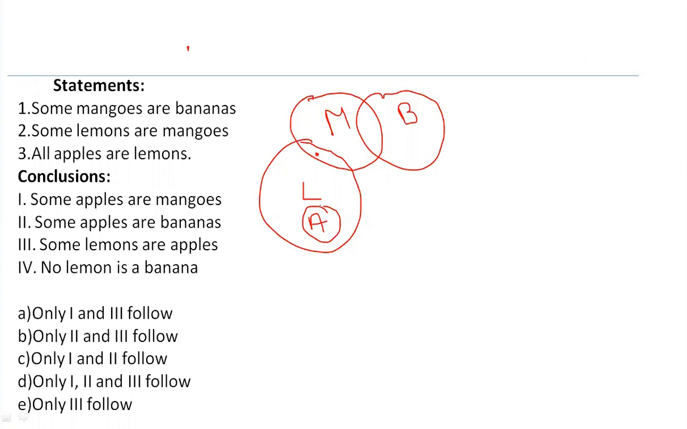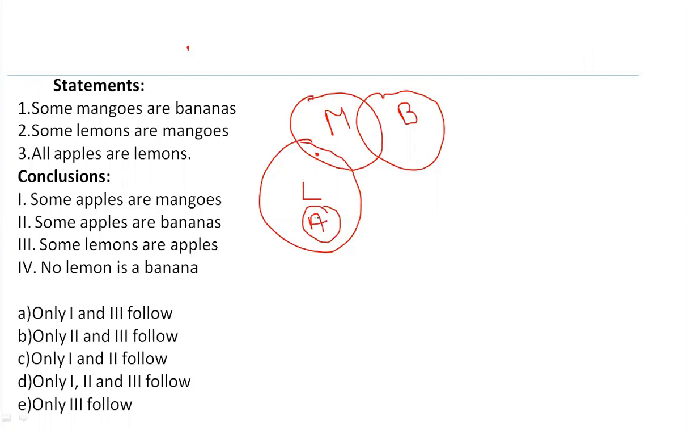That is not true. Means that is possible. No need to draw the diagram. You can understand that it is possible and maybe relation is there, may not be relation is there. Okay. So now conclusion. Some apples are mangoes.